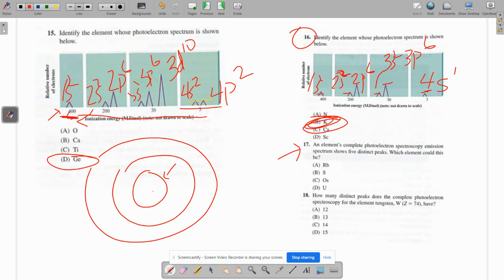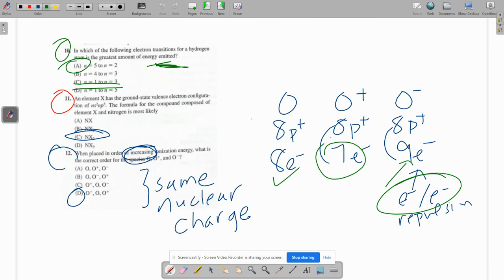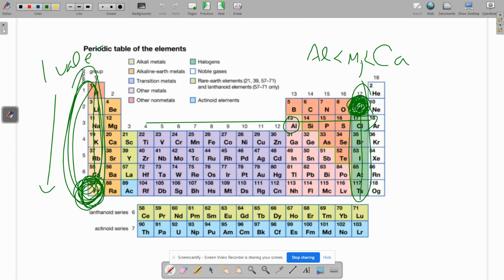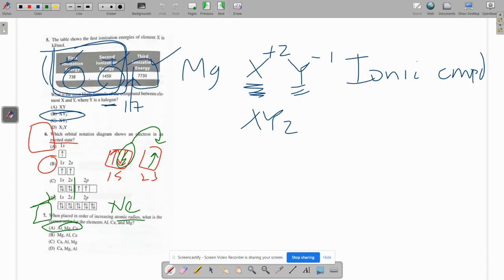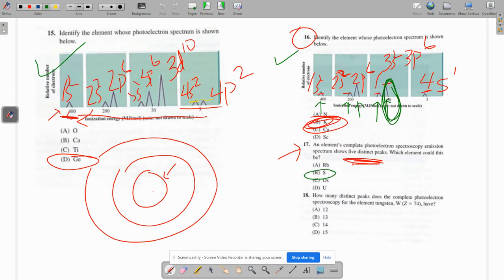All right, 17. It says an element's complete photoelectron spectroscopy emission spectra shows five distinct peaks. What element could this be? Since all these PES are pretty similar until you get to the part where they're different, like the valence electrons, I'm just going to use this one. First peak, second peak, third peak, fourth peak, fifth peak. So basically, we're looking for an element somewhere in the 3p area. I look on my periodic table for 3p. Here's the first row, second row, and the third row is the third energy level. This is the S block and this is the P block, so my answer is one of those. Coming back to the choices, it looks like the answer would be sulfur.